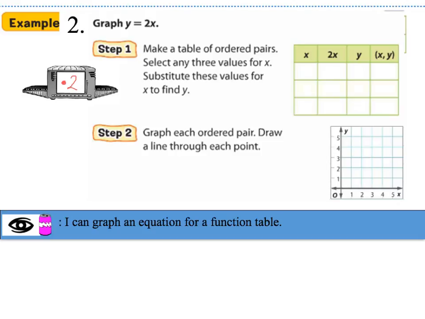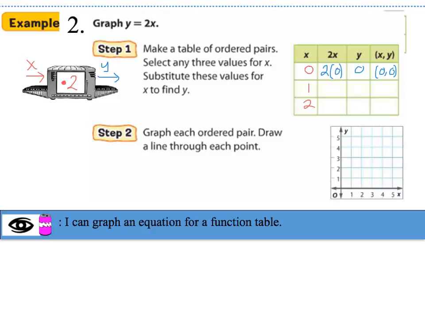So I'm going to start by saying 0, 1, and 2. Those values I'm going to pick as my input value. So I'm going to go ahead and place 0 inside of the function machine. I'm going to take the rule of 2 times 0, which is the input, and when I multiply that out, the output number should be 0. So the ordered pair for this problem would be 0, 0.